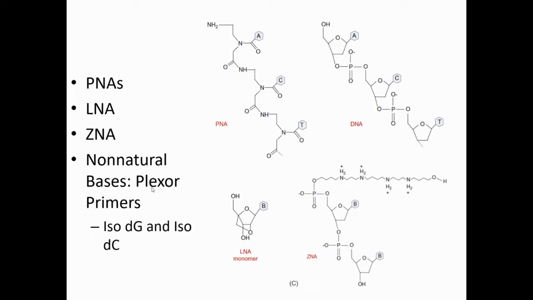Right here are just some examples of typical analogs. Like the PNA, that's the peptide nucleic acid. See the nitrogenous base. And the LNA, that's a locked nucleic acid here. See the structure here, the locked nucleic acid. And the ZNA, which is here, that's called a zip nucleic acid. And you can compare this to the normal naturally occurring DNA structure. You can see the structure is very similar.